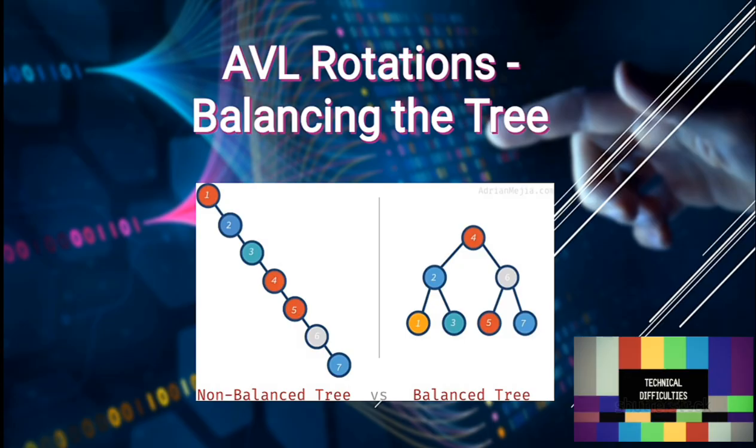If you work with binary search trees, you know they can sometimes become lopsided and inefficient. AVL rotations are the key to keeping these trees perfectly balanced for optimal performance. Let's see how we are going to study this.